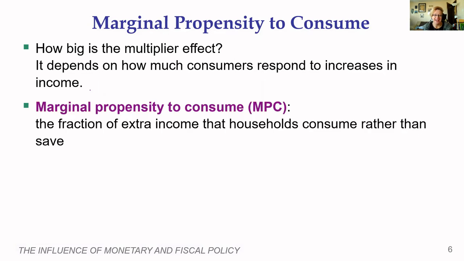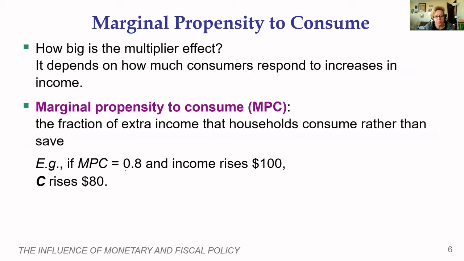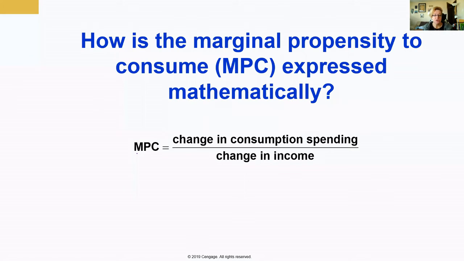The marginal propensity to consume is the fraction of extra income that we consume rather than save. If our marginal propensity to consume is 0.8, then if a dollar comes in, we spend 80 cents of it. If you get a raise of $100, consumption increases by 0.8 times 100, which gives us $80. That dollar came from the government increasing its purchasing. How do we express this mathematically? The marginal propensity to consume is the change in consumption spending divided by the change in income. So what is the extra income?